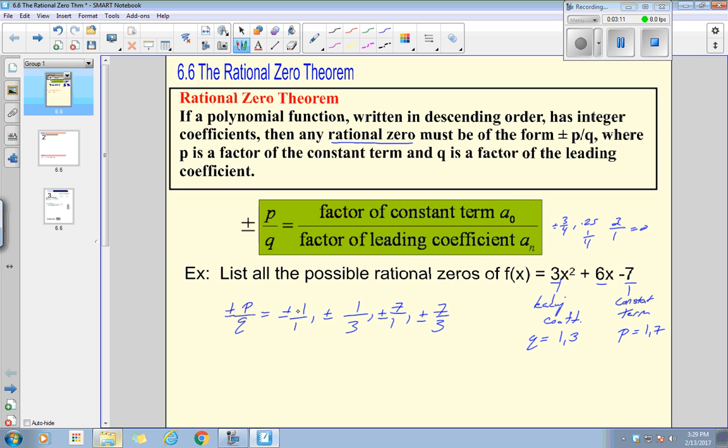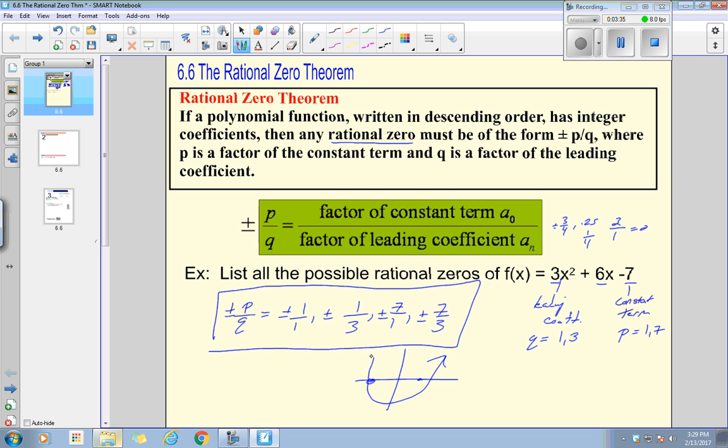So we took each of the p values, put it over each of the q values, and we are guaranteed that if this thing has rational zeros, the numbers in this list, it's either plus or minus 1, plus or minus 1/3, plus or minus 7, or plus or minus 7/3. Okay, so let's take a look at an example here and see if we can use that information to our advantage. So again, just a quick review: zeros are just where the graph crosses the x-axis. So if this is a parabola, it looks something like this. So this one might be -1, and this one might be +1. It's in that list. It's got to be if it's a rational zero.